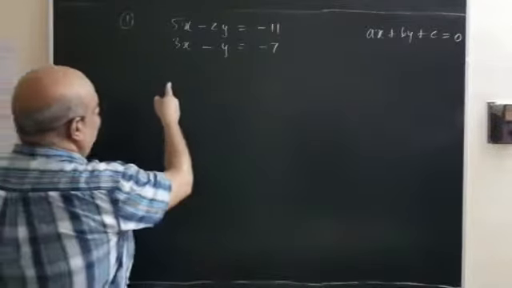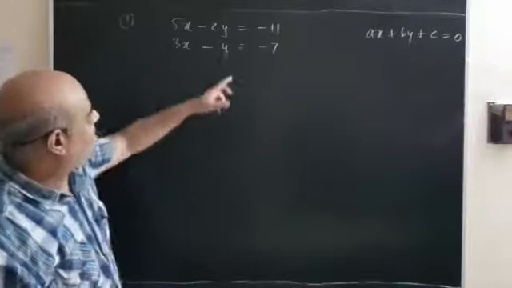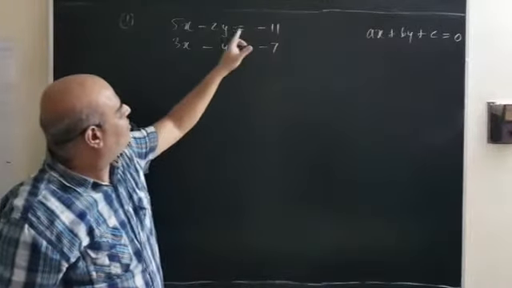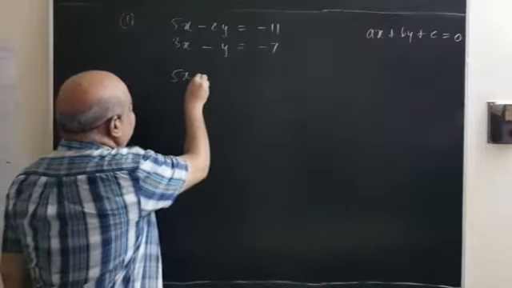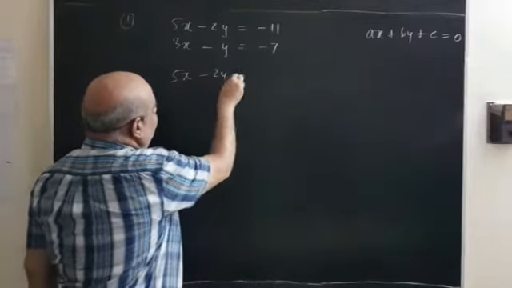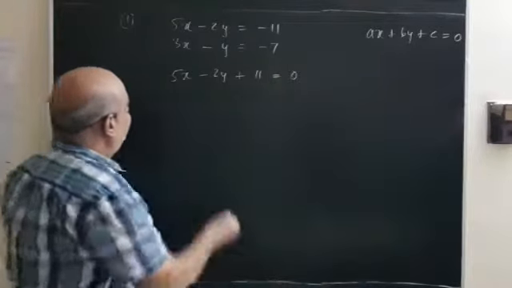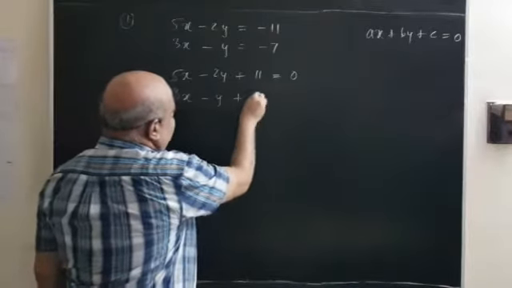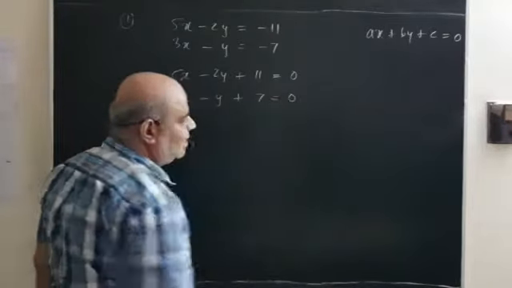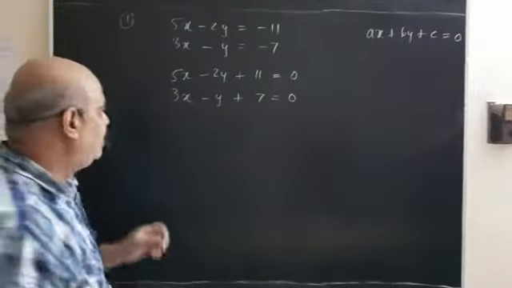Alright, so first thing I am going to do is convert to the standard form. To make it into the standard form, I have to move the constant from the RHS to the LHS. So I will have 5x minus 2y plus 11 is equal to 0, and 3x minus y plus 7 is equal to 0. Alright, now the visual process is going to start.